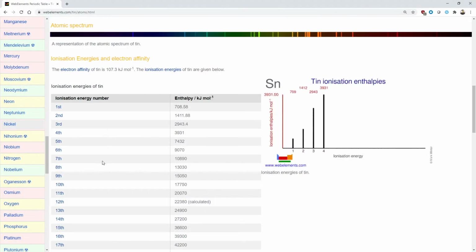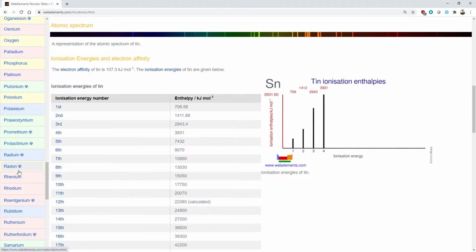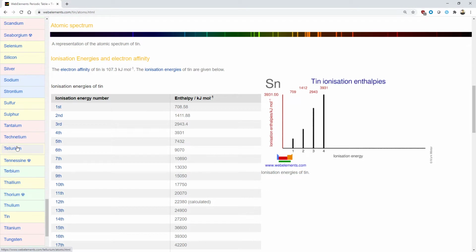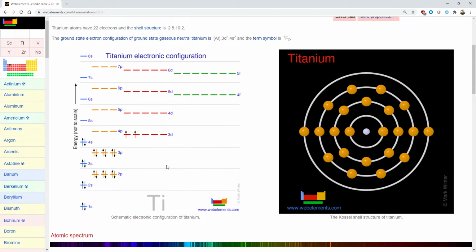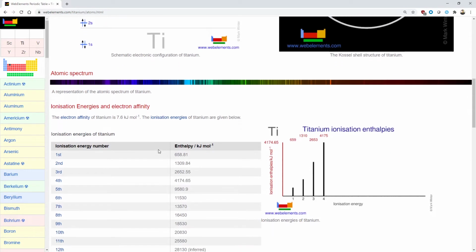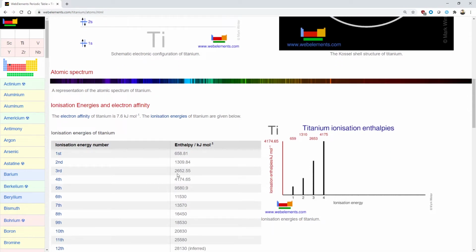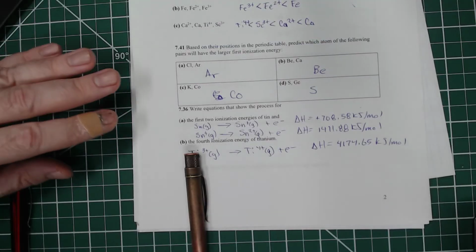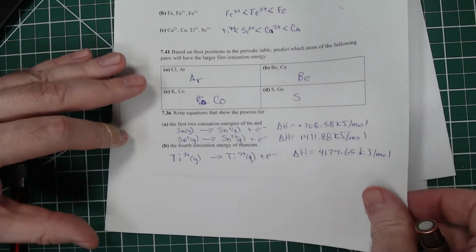I'll go back over here. Let me scroll down here. Titanium is right there. This website's kind of cool because it also gives you electron configurations. If you got stuck on any stuff there, you can do the electron configurations. All right, so the fourth ionization energy, there it is, 4174.65 kilojoules per mole. All right, so now that we've done those, let's look at 37.